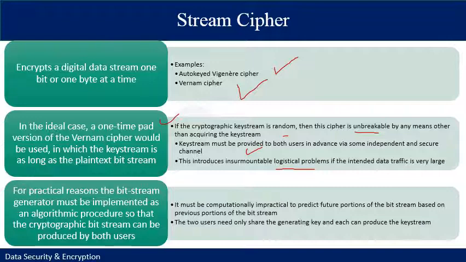For practical reasons, the bit stream generator must be implemented as an algorithmic procedure so that the cryptographic bit stream can be produced by both users. So it is a precondition of a stream cipher that your algorithm should generate the bit stream as an independent function. It must be computationally impractical to predict future portions of the bit stream based on previous portions of the bit stream. The two users need to share the generating key and each can produce the key stream.